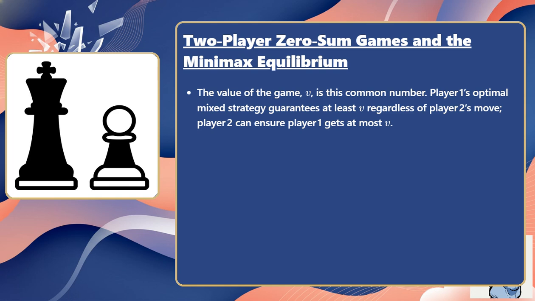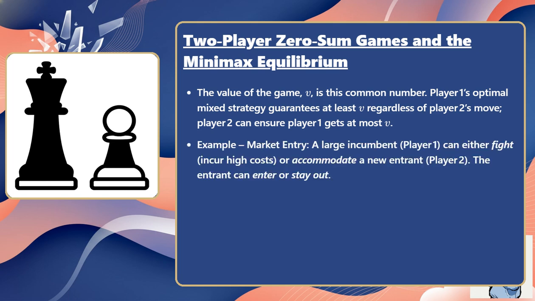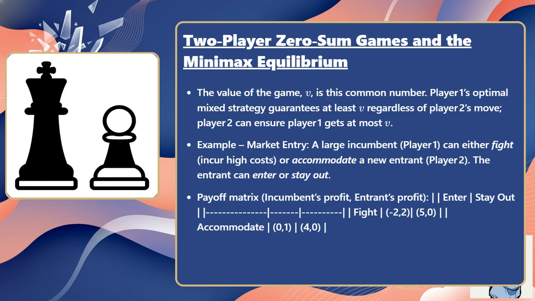Player 2 can ensure player 1 gets at most V. Example: market entry. A large incumbent, player 1, can either fight, incurring high costs, or accommodate a new entrant, player 2. The entrant can enter or stay out. Payoff matrix: incumbent's profit, entrant's profit. Rows are fight and accommodate, columns are enter and stay out.